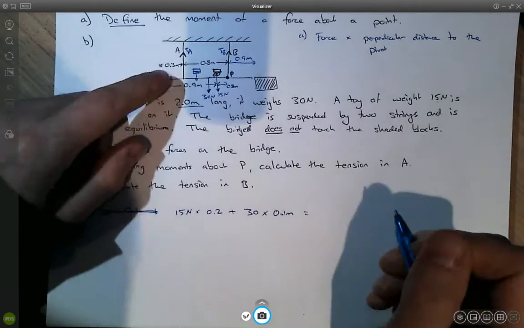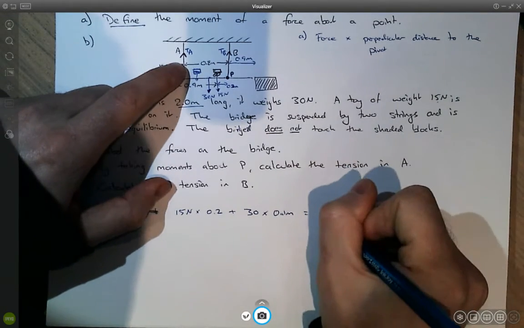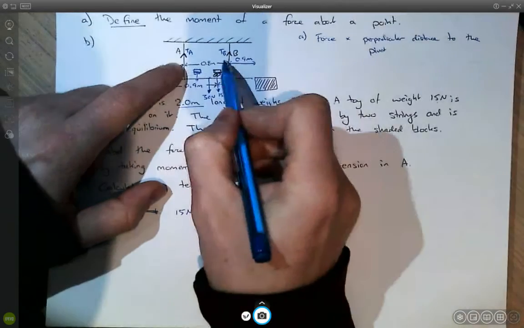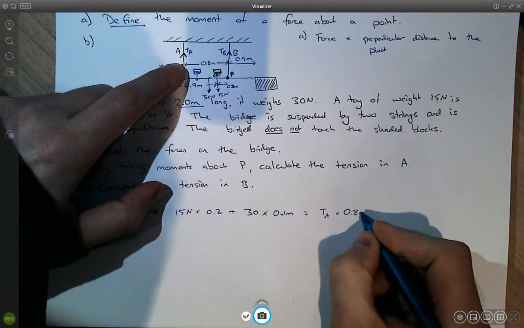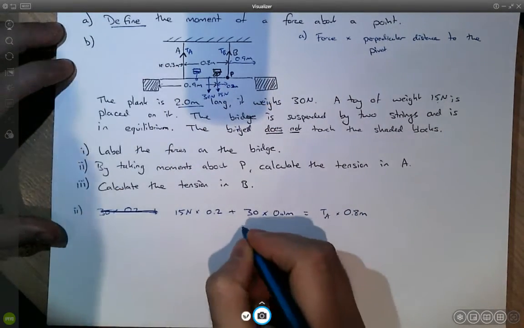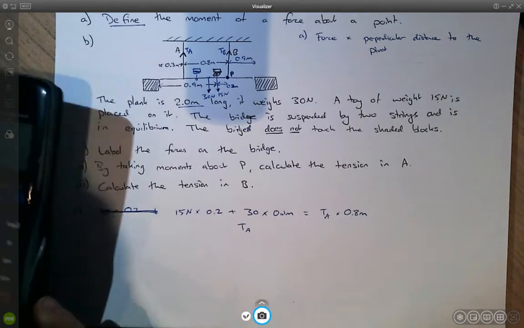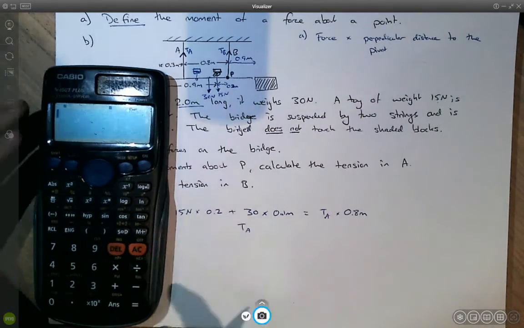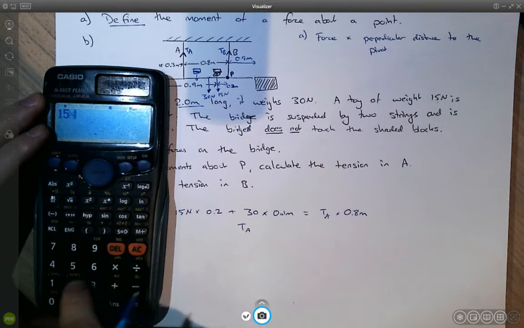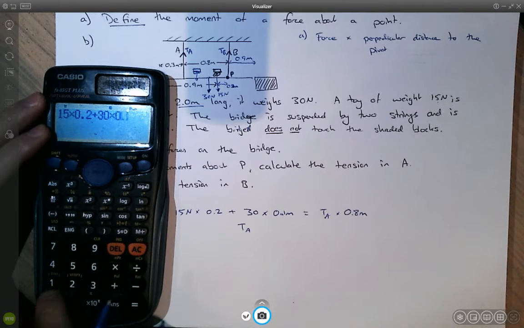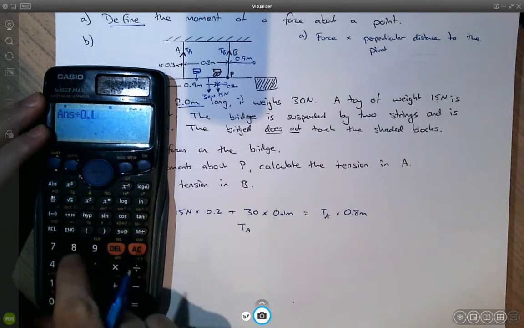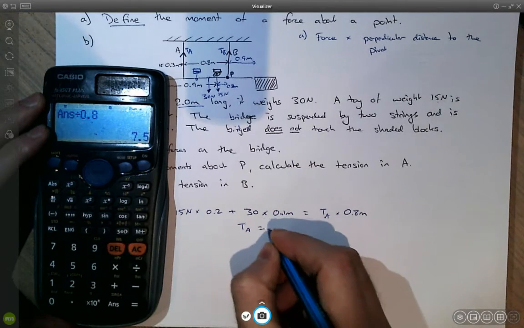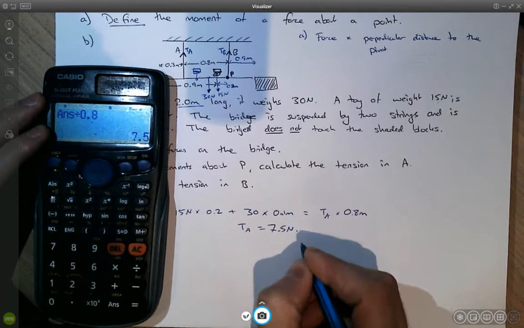Now, what's the moment in the other direction? We've got our tension A times by this distance, which is 0.8 meters. So now we can rearrange for the tension in A. So 15 times 0.2 plus 30 times 0.1 divided by 0.8 gives us a tension of 7.5 newtons.